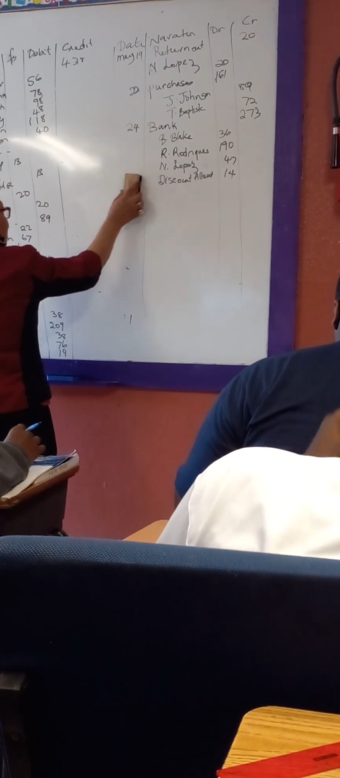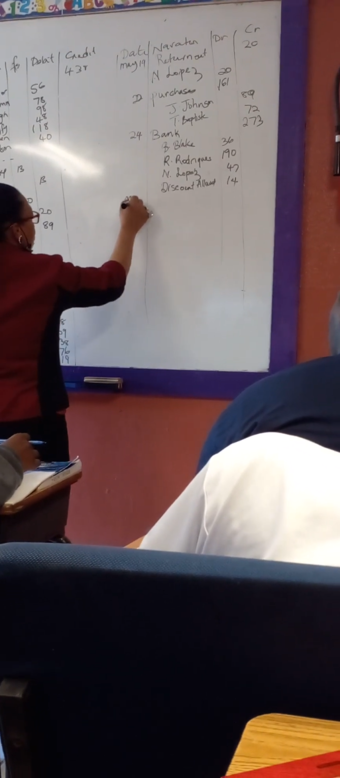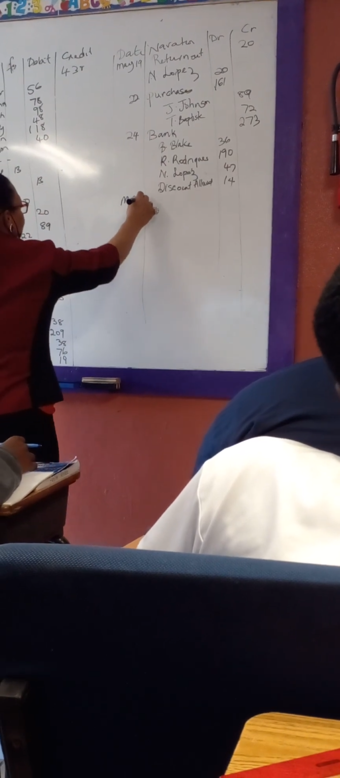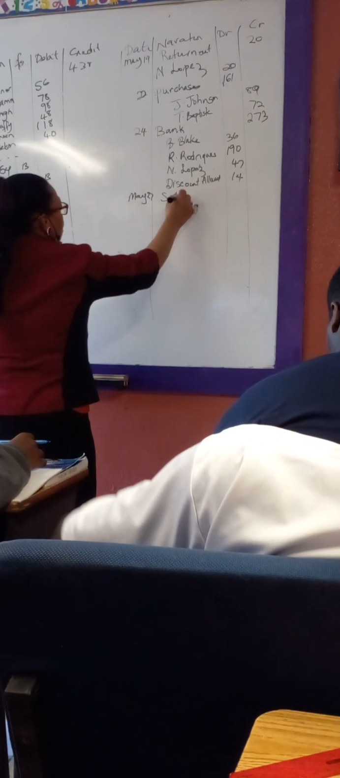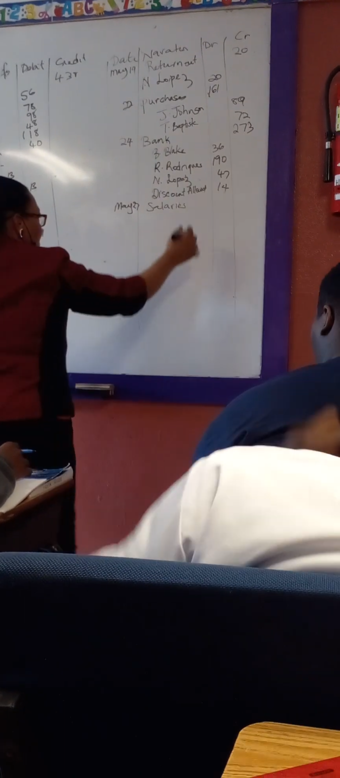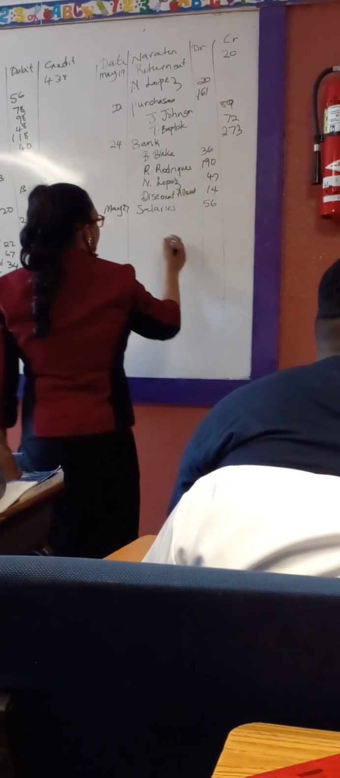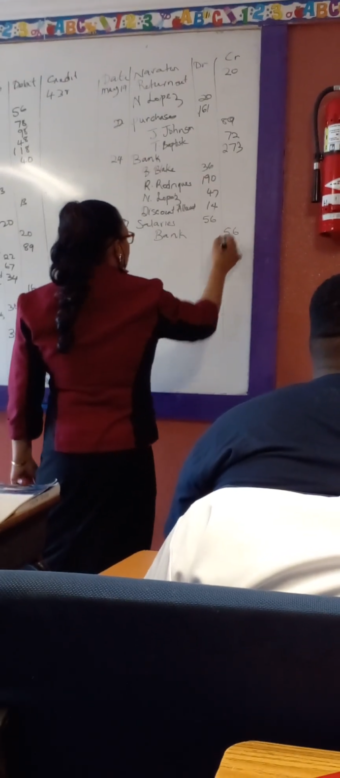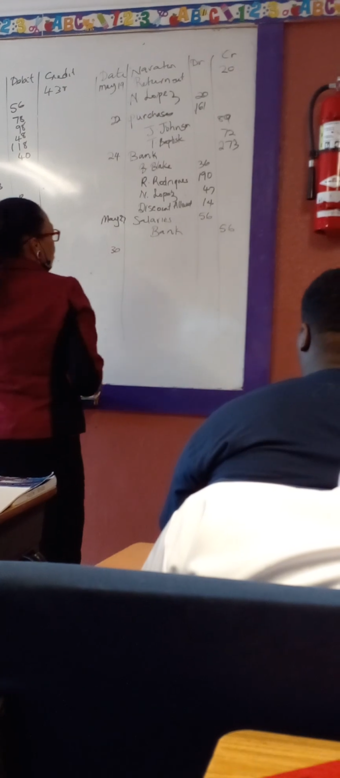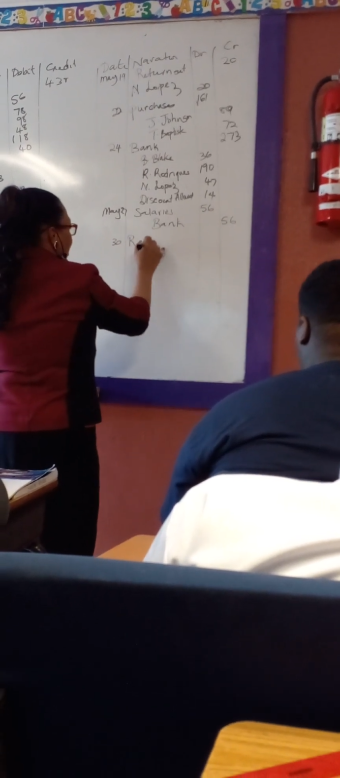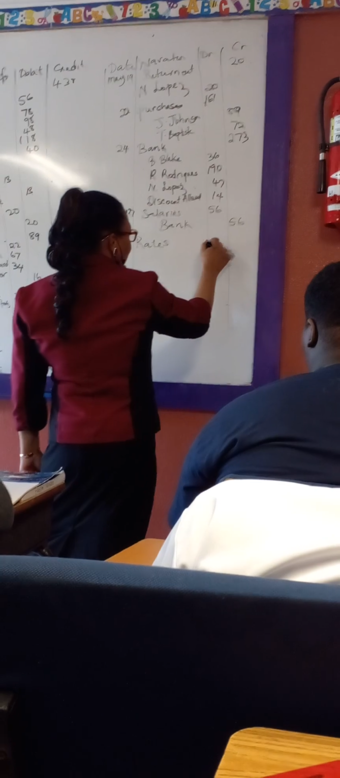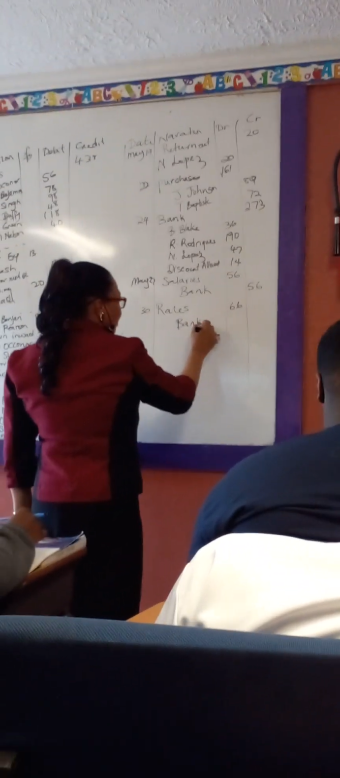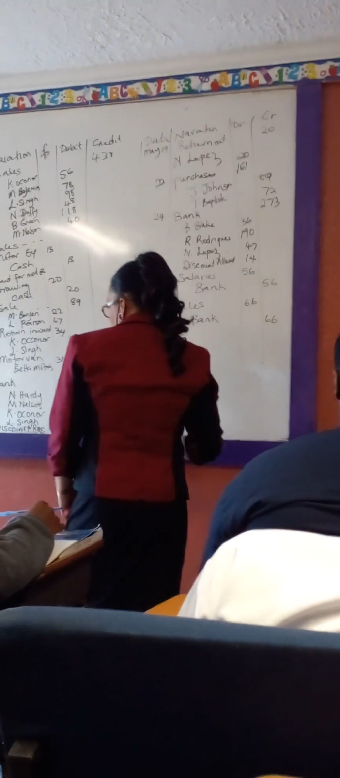Now we'll go to May 27th. What happened on May 27th? Paid salaries by check, $56. No stress. May 27th, salaries. What's the figure? $56. Debit salaries and credit bank with $56. May 30th, paid rates by check. Debit rates, what is it? $66. And credit bank with $66. And then May 31st.